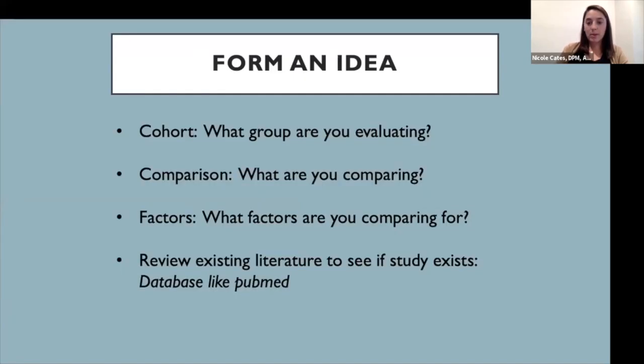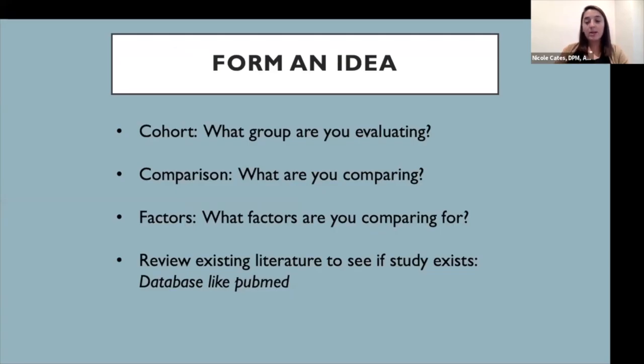So the first part is coming up with the idea. The way you want to think about it is, what patients are you evaluating? What cohort are you going to be evaluating? This could be diabetic patients, patients with Charcot, or patients with flat foot. So you're really just thinking about what your cohort is and how you're defining it.